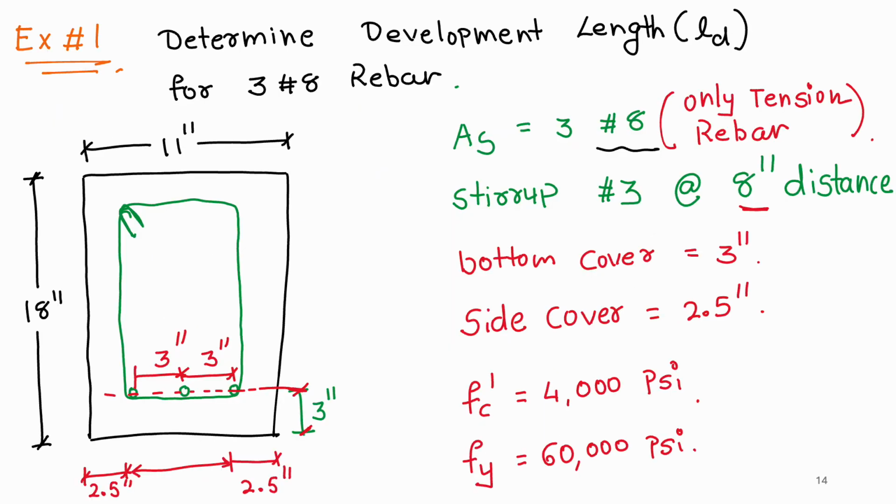Then you have an example. I did one example regarding this case, how to determine development length if we have 3 number 8 rebars. So in this case we have tension rebar 3 number 8. We have stirrups, it is given to us number 3 at 8 inch distance. Bottom cover is 3 inch, side cover 2.5, compressive strength of concrete 4000 psi, and yielding stress 60,000 psi, cross section 11 inch by 18 inch.